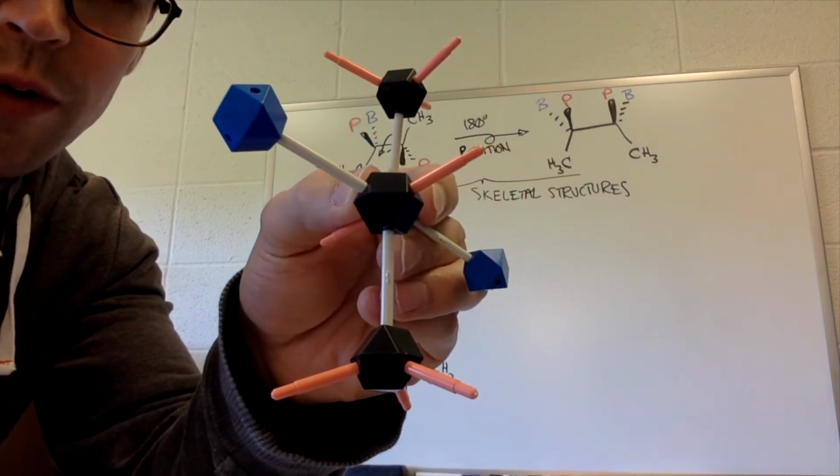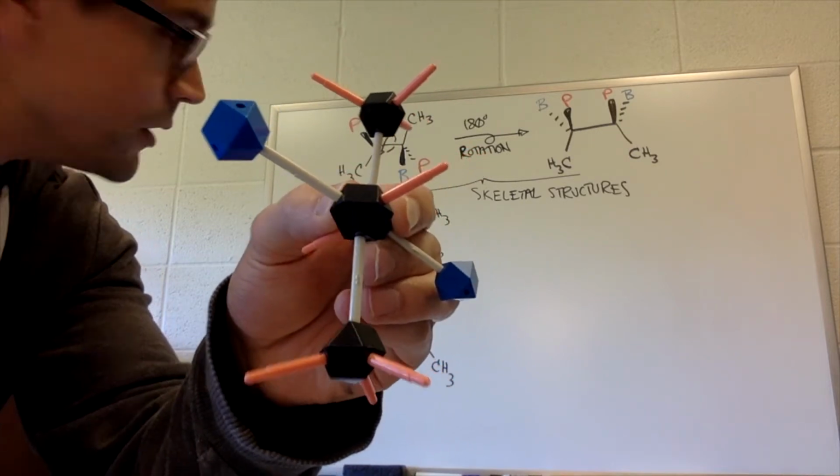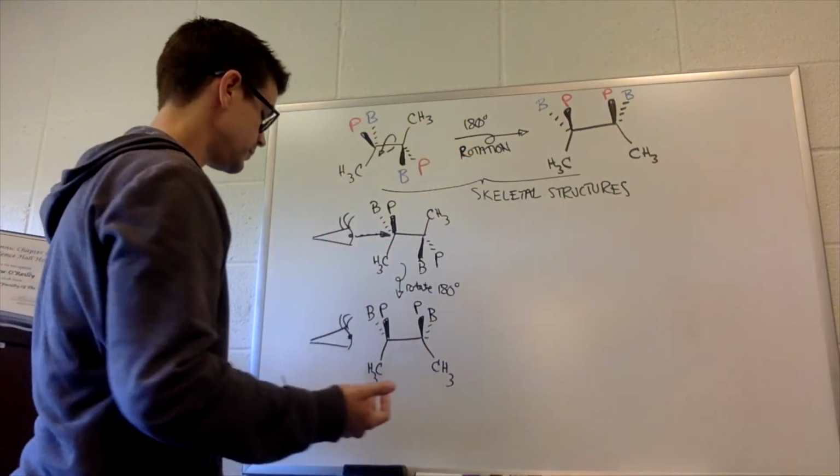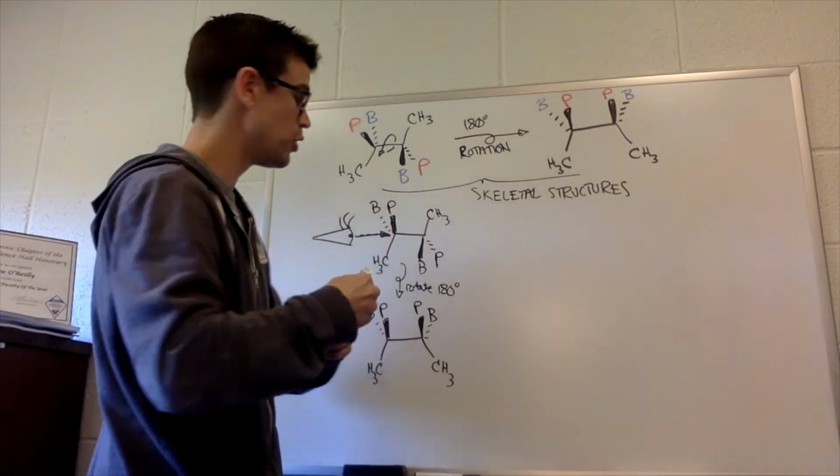So how are we going to draw that on the actual board? So what we do is we draw a Newman projection.